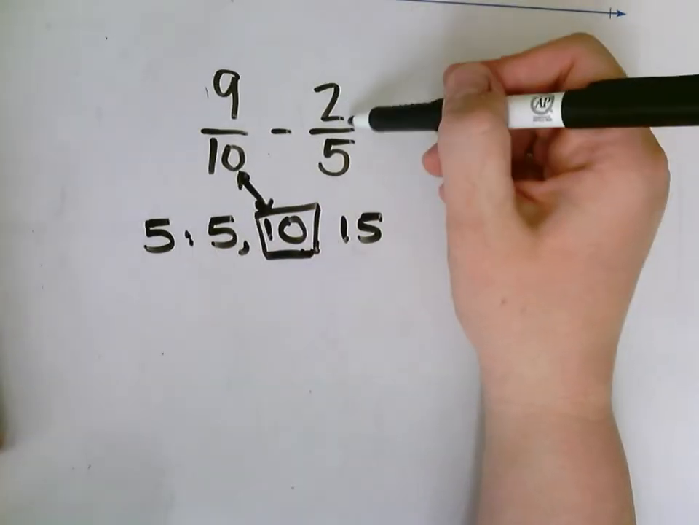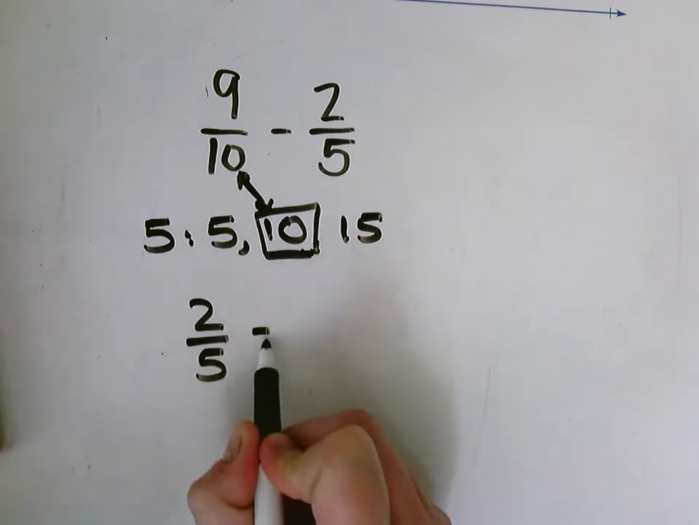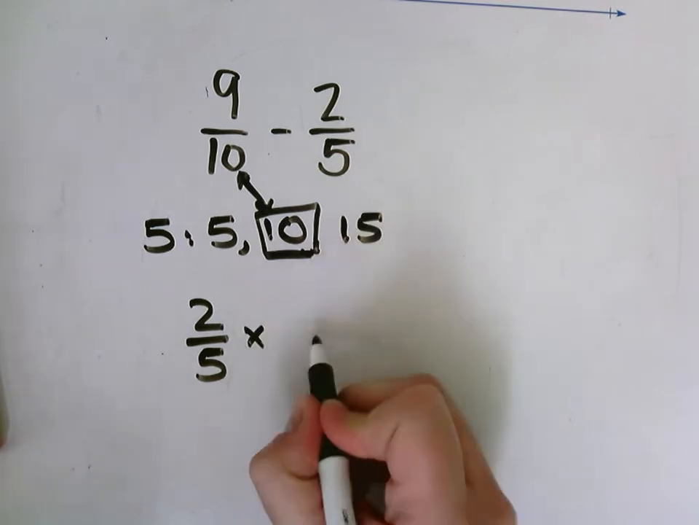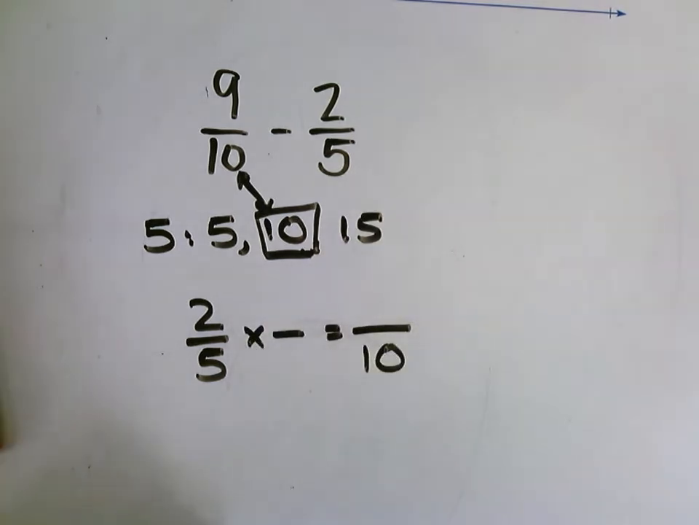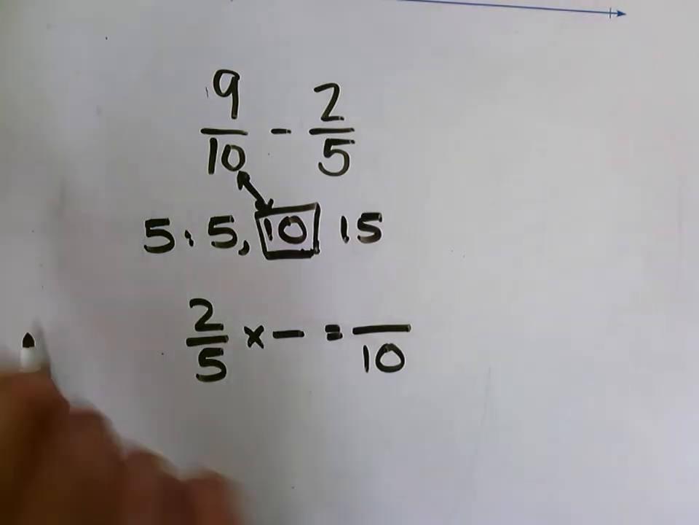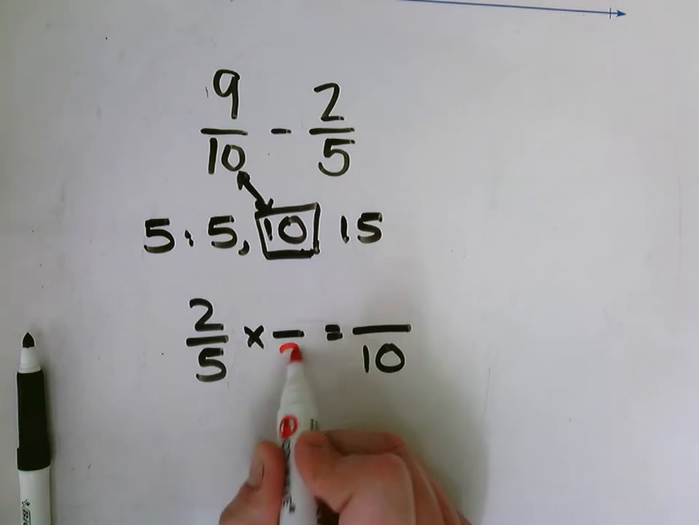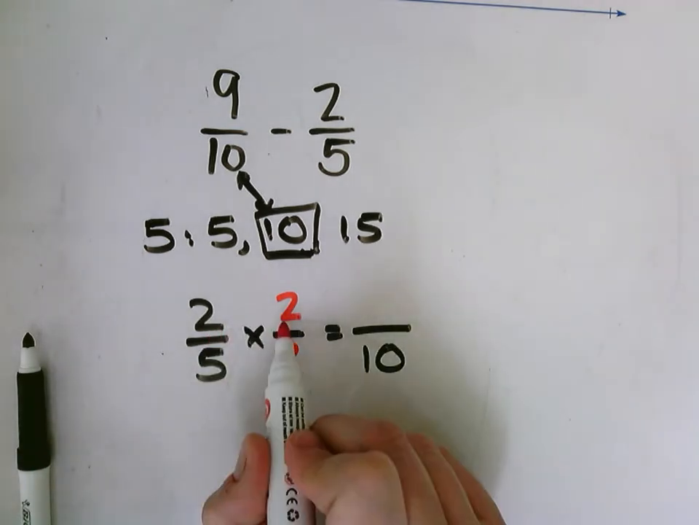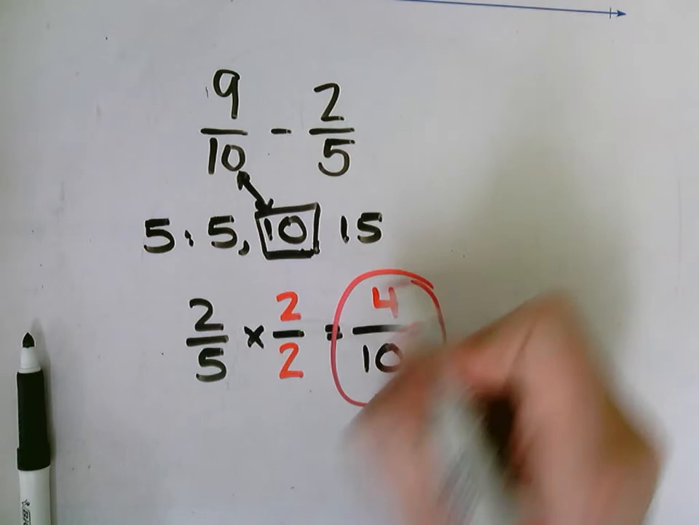I'm going to change 2/5 so it has a denominator of 10. I'm going to find an equivalent fraction for 2/5 with 10 as a denominator. So let's think: 5 times what equals 10? 5 times 2 equals 10. So I need to multiply my numerator by 2. 2 times 2 is 4. So my new fraction is 4/10.